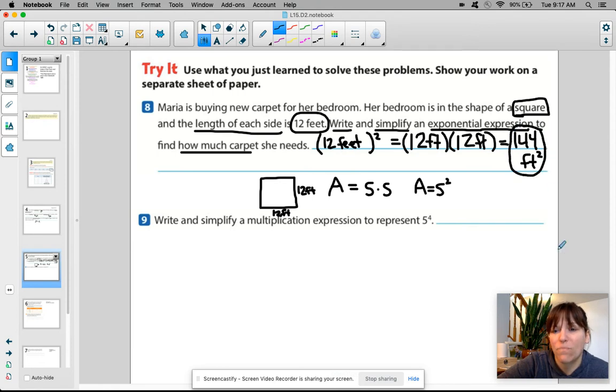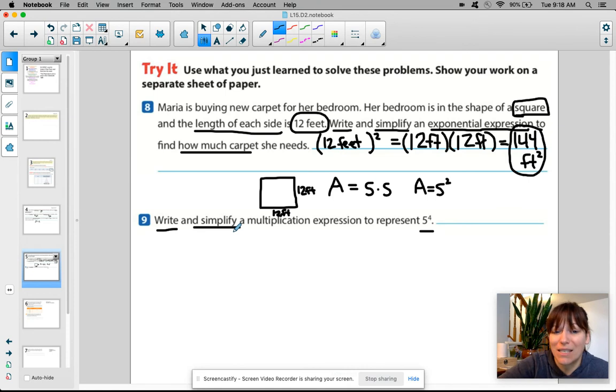Okay. So the next one we're doing together is to write and simplify. So we're doing the same thing, but now it's just an expression that's given to us. We didn't have to come up with it like we did with the area problem. So this is our exponential expression. It has an exponent and it's an expression. Therefore, we call it exponential expression. And so we want to write and simplify.